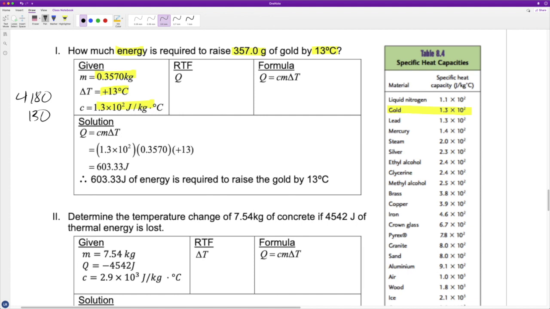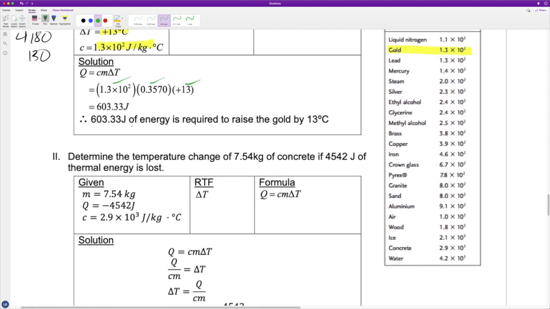Or the other way to look at it, it takes 1 kilogram of water the same amount of energy to increase in temperature by 1 degree Celsius as 32 kilograms of gold does. So gold has a very low specific heat. So a little bit of heat energy changes its temperature quite radically. All right, so it's simply specific heat times the mass times the change in temperature. So that's only 603.3 joules of energy.